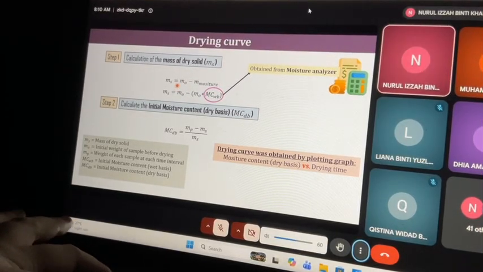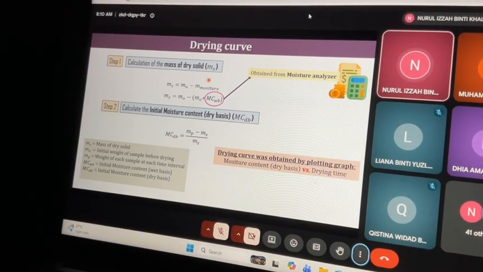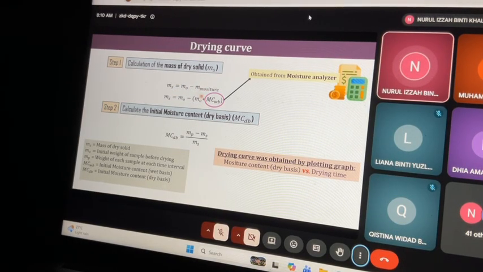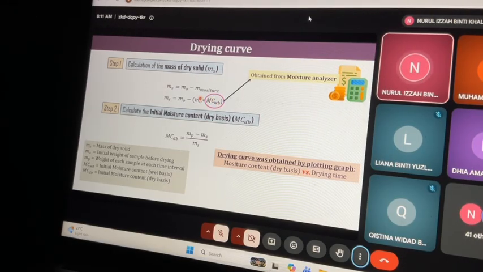The mass of solid is equal to the initial mass minus the mass of moisture, which means the moisture that is inside your food. So how to calculate the mass of moisture: it is the initial mass of your food multiplied with the moisture content, weight basis. This one you obtain from the moisture analyzer. For example, if you know that it is 80%, multiply it with the mass of the product, and you can actually know the mass of solid.